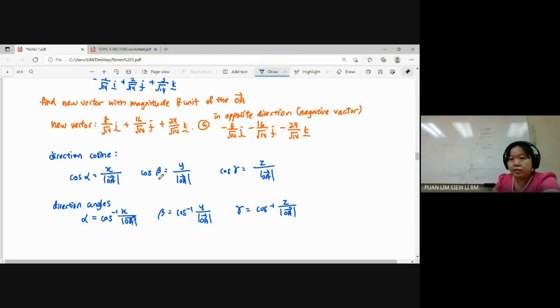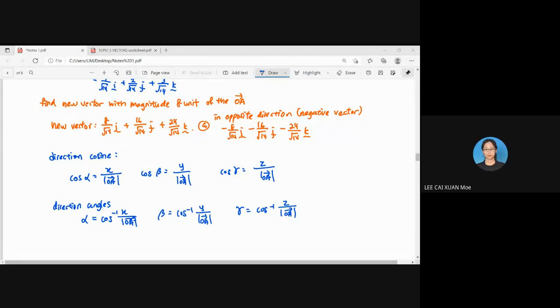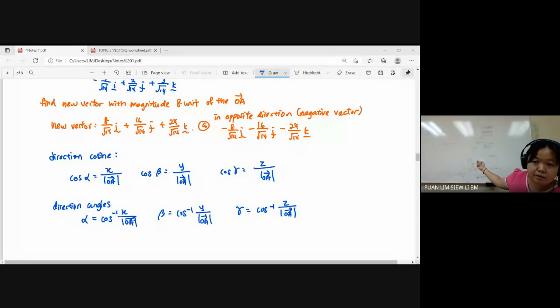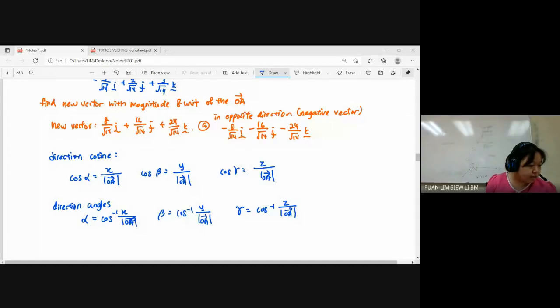So 3 dimension, vector in 3 dimension. Can? Can you see? Can, Miss. Can, Miss. Can, Miss. Can you see clearly here? Clear, Miss. Okay, so that will be our 3 dimension, and that is the basic. So that is the basic for vector.